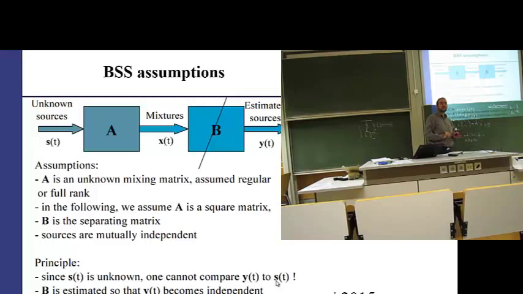That's the first uncertainty. The second one is that I just tried to estimate S1 and S2, but I'm not sure if the permutation is okay or not. So maybe Y1 and Y2 correspond to permuted sources. So permutation and scaling are two uncertainties in ICA algorithms. We can try to separate, but we're not sure about these two indeterminacies of the algorithms.